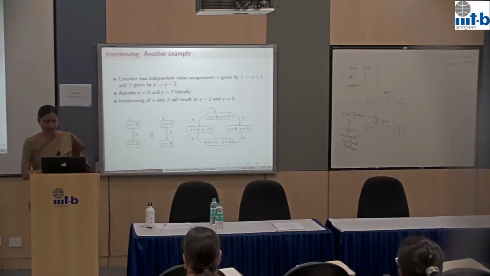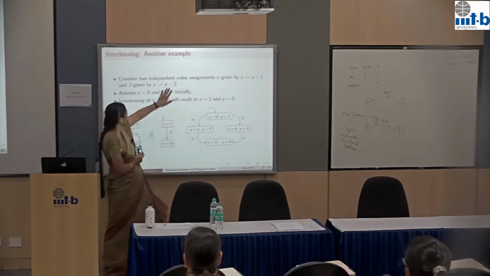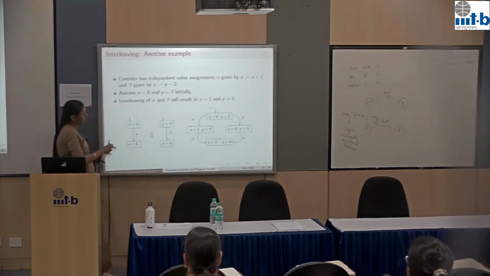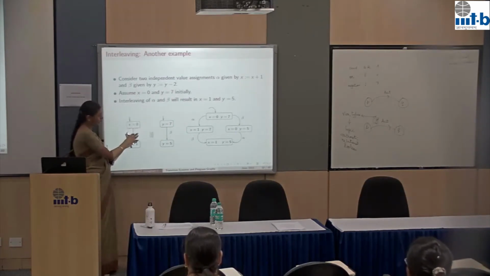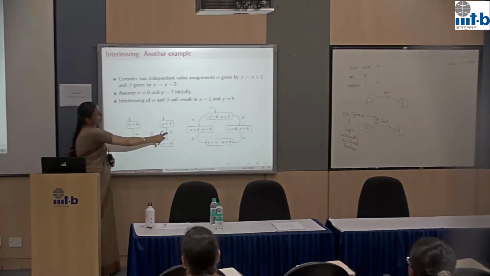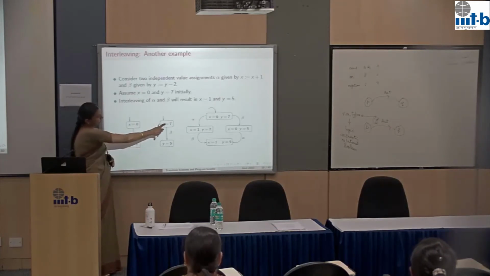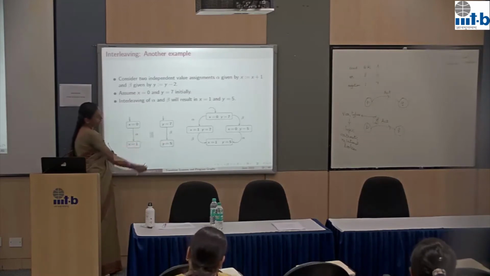So here is another example. There are two independent value assignments. Let's say x is x plus 1, y is y minus 2. So there is some variable. They're not dependent on each other. There's one transition system where x is x plus 1, that's given by alpha. Beta says y is y minus 2. So this is one action. If x is 0, then if I execute alpha, then it becomes 1. If y is 7, if I execute beta, then it becomes 5.